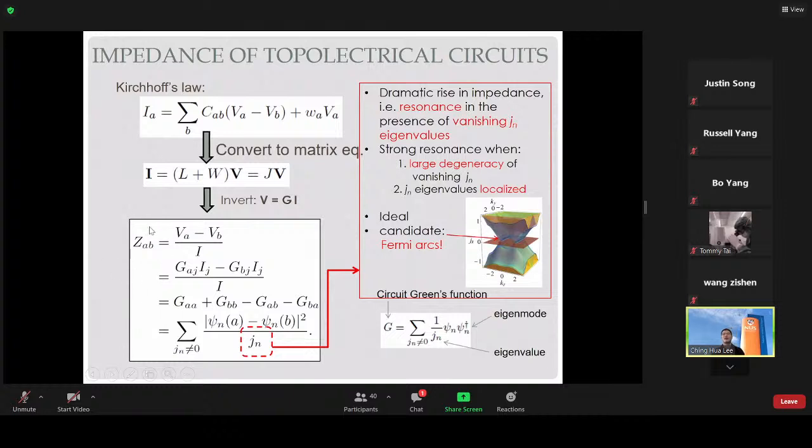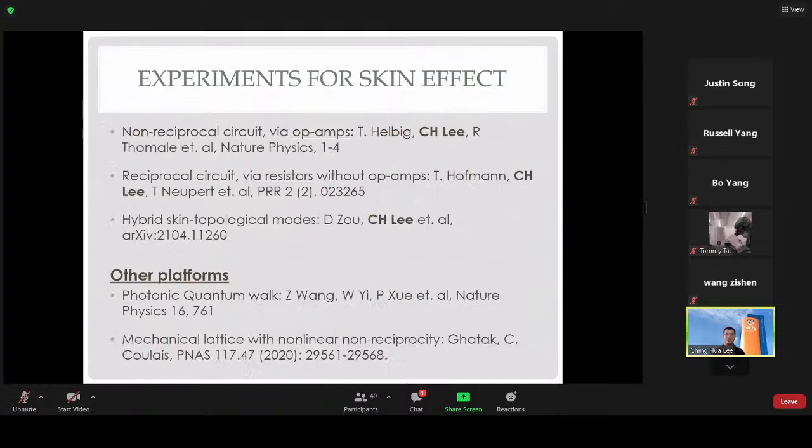So indeed, one ideal candidate that we can think of straight away would be Fermi arcs, right? Because Fermi arcs are topologically protected, there are so many of them, and they are localized in real space. So it means that if you have a circuit whose band structure has a Fermi arc, then immediately you expect a very large impedance when you connect 2 points, where the Fermi arcs actually do exist. And indeed, this is what we showed in the experiment in our paper.